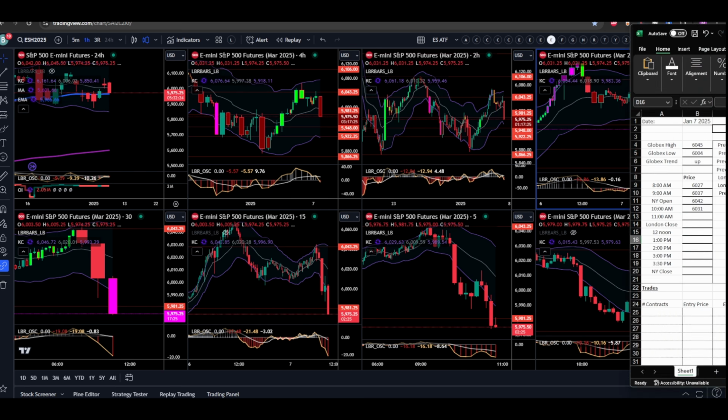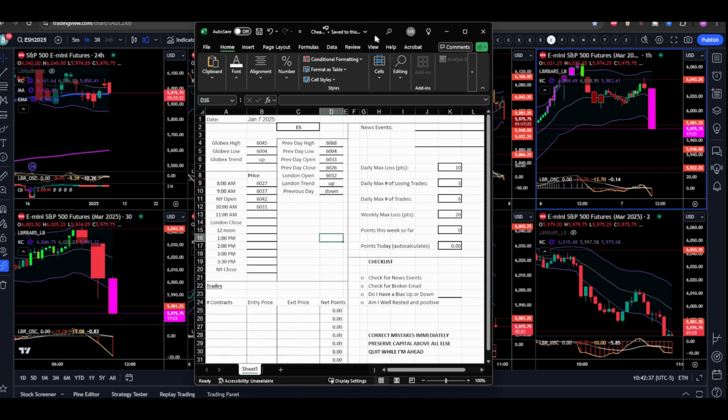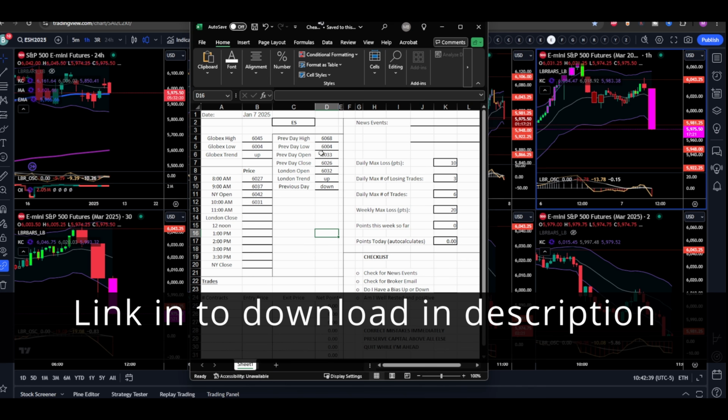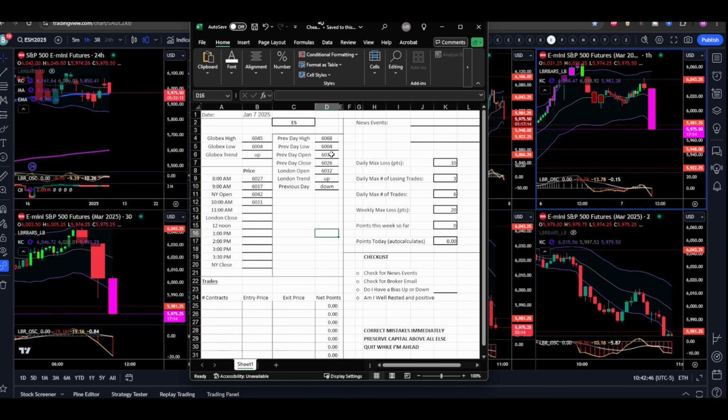In the meantime, I want to show you my cheat sheet. This is something I do every day without fail, and this is how it's filled out for today so far. I've just got the key levels on here. It's on one sheet. I used to print these out all the time. Now I just keep an open copy like this on a screen in Excel. Just the basic stuff: Globex high, Globex low, Globex trend, previous day open, high, low, close, London open, London trend. Just information about where the market's been in the last day and a bit.